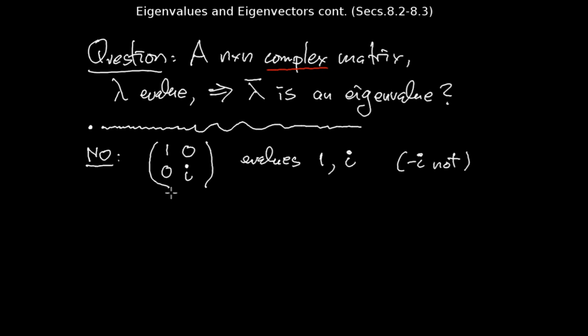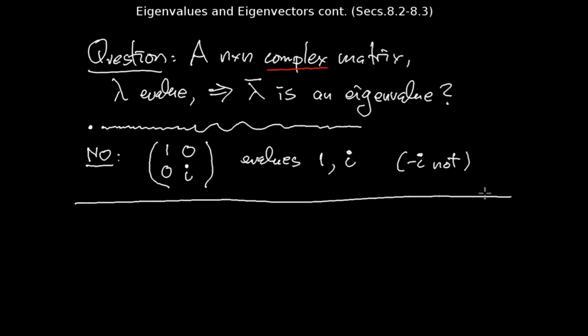So why is that? How can that be? Well, the point is that this property is only true for real matrices. The fact that the matrix is real is what causes this to be the case. For a complex matrix, there's no reason why this should hold. Okay.